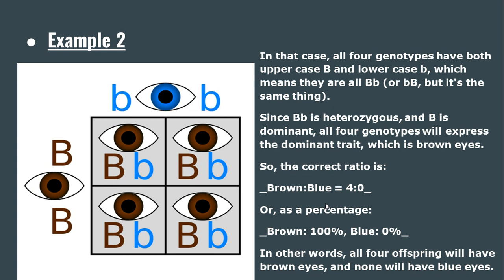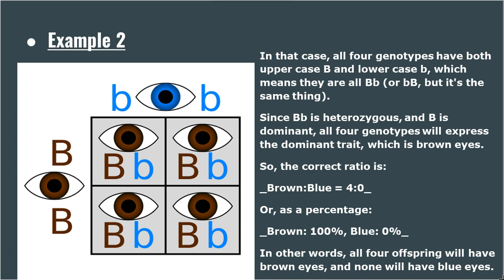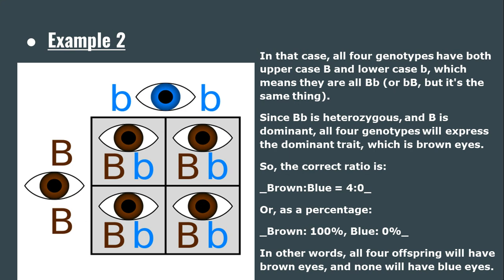Now, when there is one allele of capital letter B and one allele of small letter b, the result will be Bb. So when there is one allele of capital letter B and one allele of small letter b, it will also be Bb. So all the possibilities will be capital letter B and small letter b, that is dominant B and recessive b. So the probability is that all the offspring will have brown eyes.